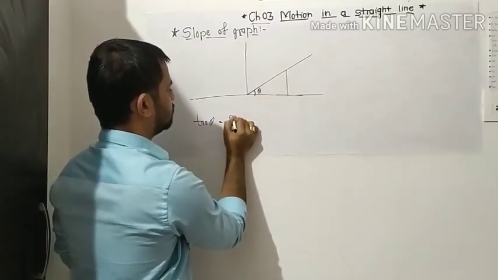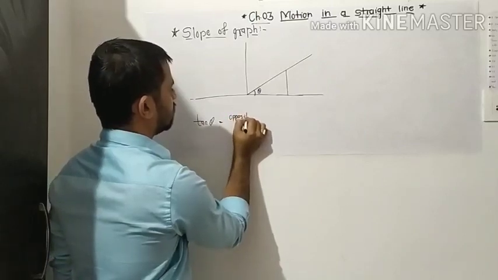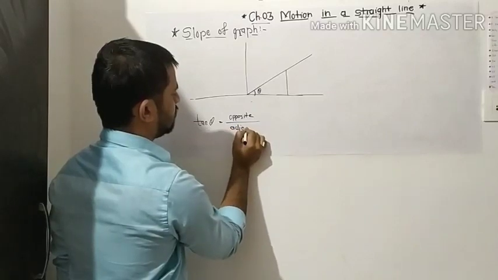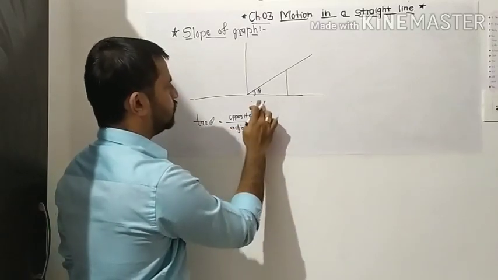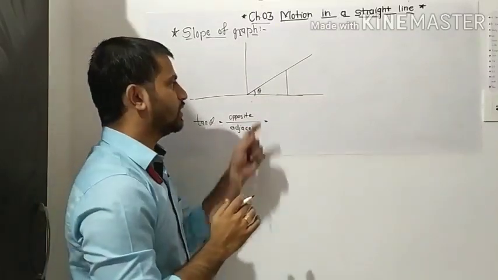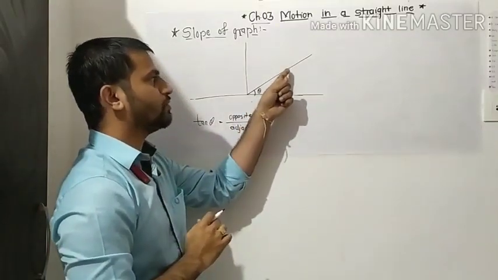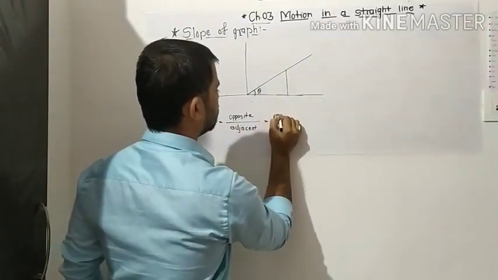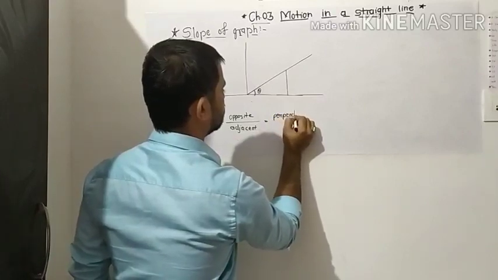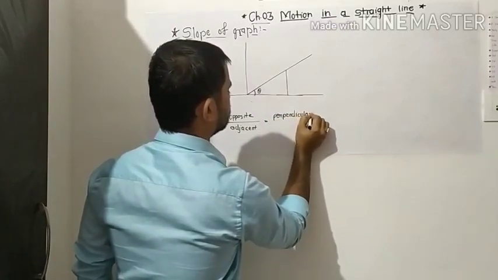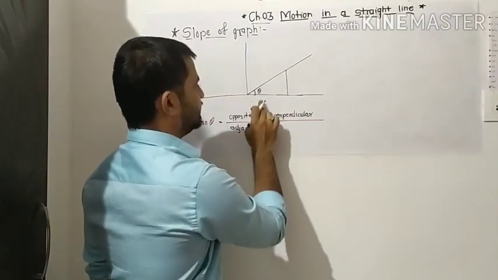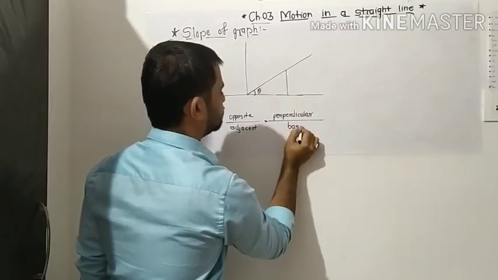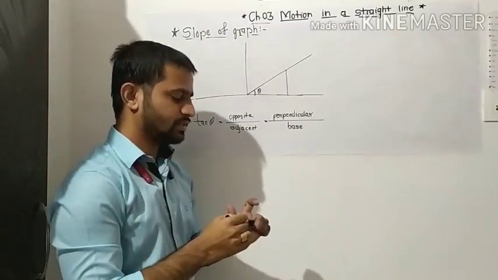opposite upon adjacent. So in this case, what is the tan of the angle? Here, this is the perpendicular drawn from this inclined line on this vertical axis. So here we can say that it is the perpendicular upon this adjacent. This adjacent represents the base of the triangle.